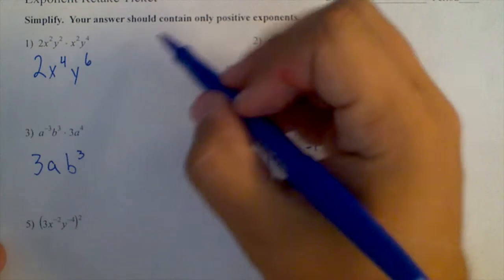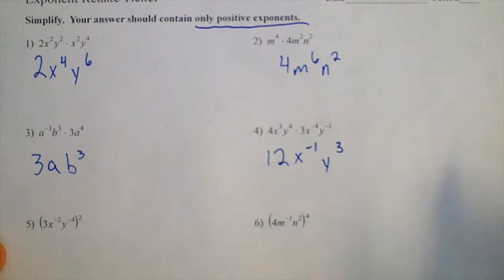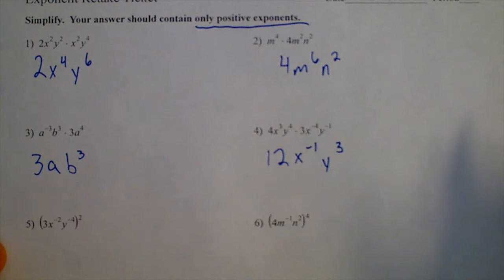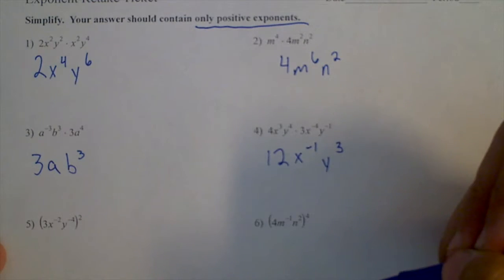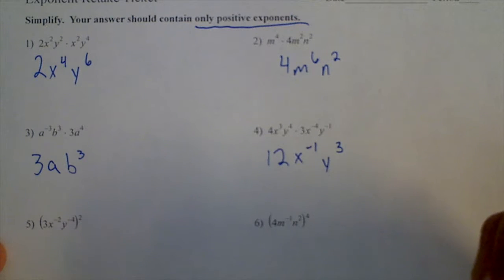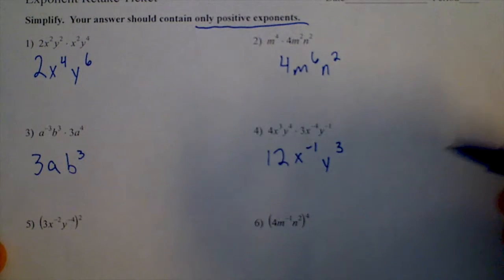Notice it says that our answer should only contain positive exponents. So these negative exponents, we need to fix those. How do you deal with negative exponents? They move to the other side of the fraction and they become positive.